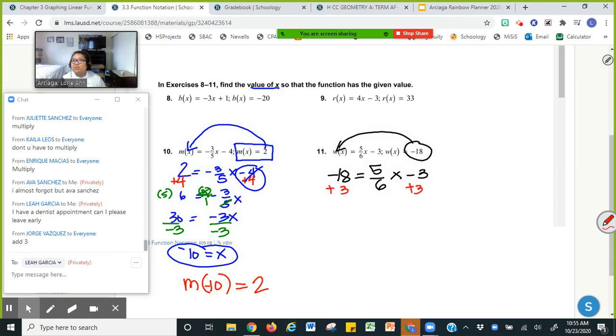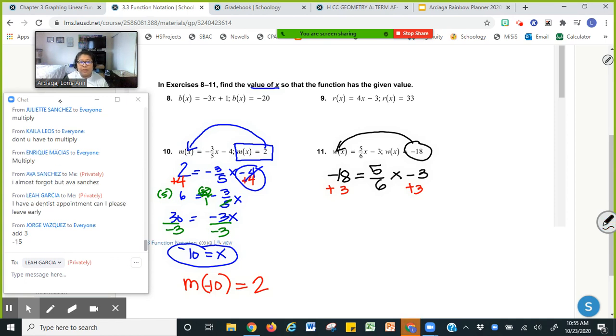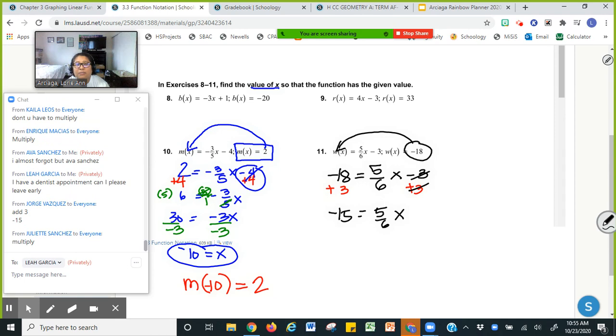So what's negative 18 plus 3? Negative 15. Awesome, George. All right. And this one will just boom, boom, gone. Okay. So what do we do with the 6? What do I do with the bottom 6? Multiply. Very good. So yay, Juliet. So we're going to multiply here by 6 and same here.